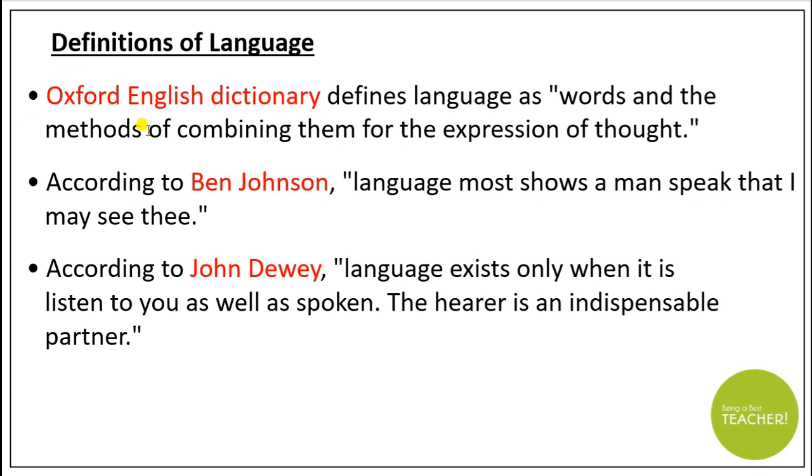Now to the definitions of language, here are three definitions that I have chosen for you. First, the Oxford English Dictionary defines language as words and the methods of combining them for expression of thoughts, right? Like you choose some words when you want to express your thoughts to someone. That is defined by the Oxford English Dictionary. Now, according to Ben Jonson, language most shows a man, speak that I may see thee. Next, according to John Dewey, language exists only when it is listened to as well as spoken. The hearer is an indispensable partner.